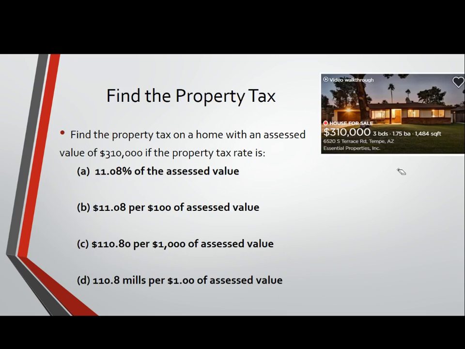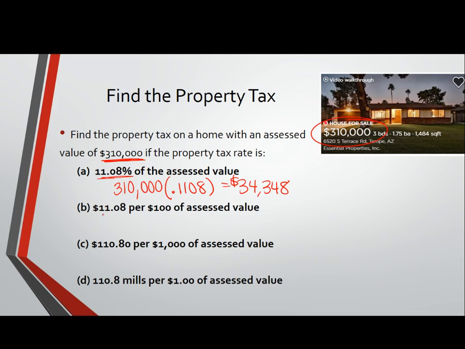Okay, so find the property tax on a home with an assessed value of $310,000 if the property tax rate is, so here are some different situations. So here's a home, not too far from here, at $310,000. So property tax rate is 11.08%. So we're saying this is the assessed value, although on here it looks like it's the market value. So let's just assume that it's the assessed value. So you're just going to take 310,000 times 0.1108. And that is going to give you $34,348. So that's how much you'll pay in property tax.